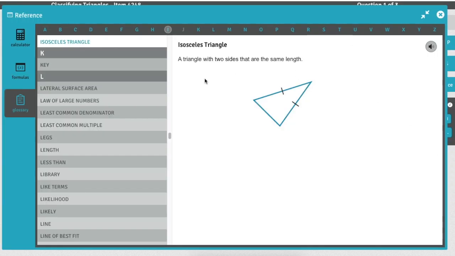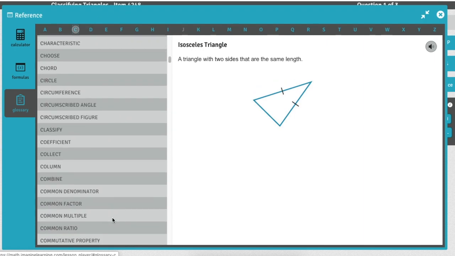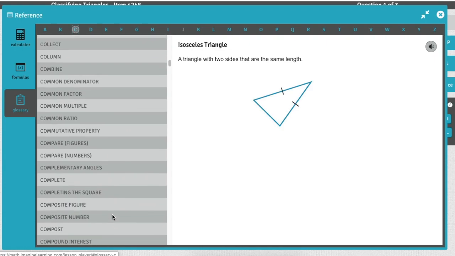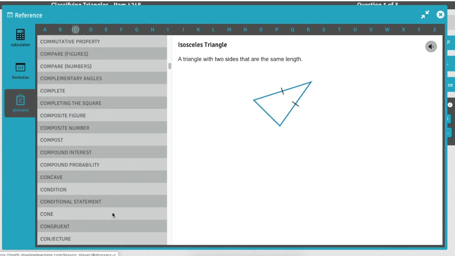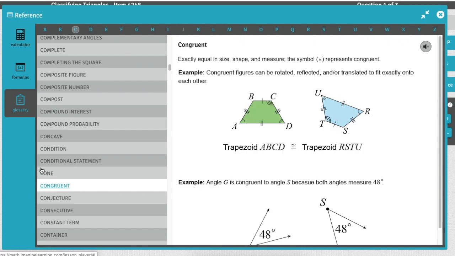I'm going to go back to the glossary and I'm going to go to C and look for the word congruent. Okay, and then I'm going to click on it and it says that they're exactly the same size, shape, or measure. So if I've got congruent sides, that means that this side here with the 3 lines is congruent or exactly the same as this side here with these 3 lines. That's what shows it to be congruent.